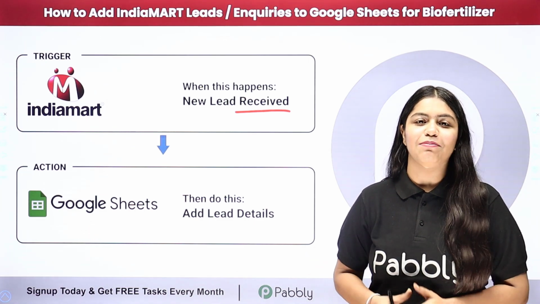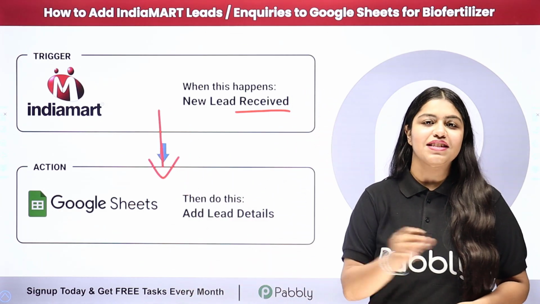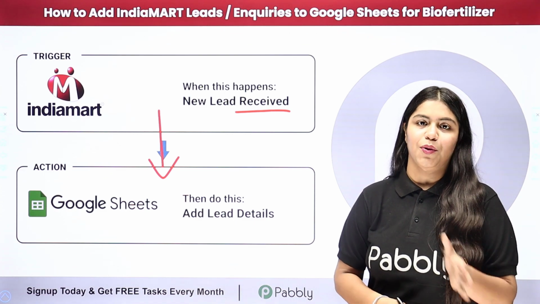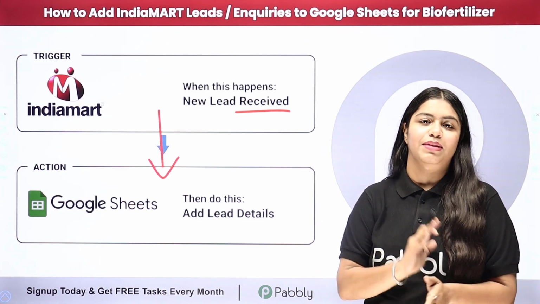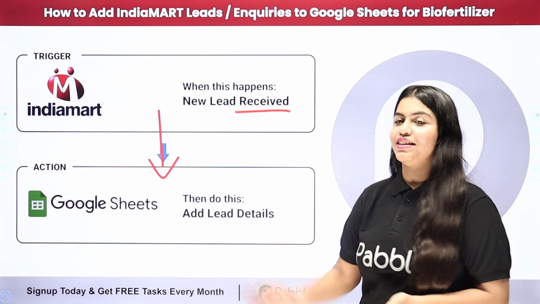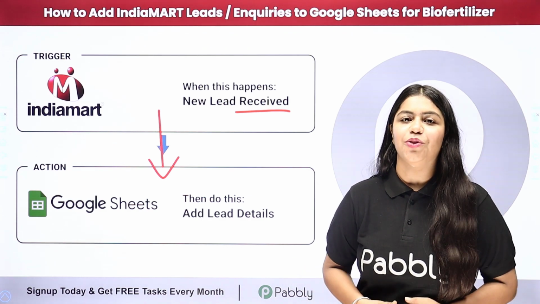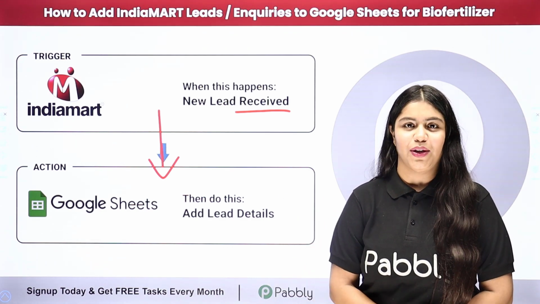So to do this, we are simply going to create a connection between IndiaMART and Google Sheets. So to create this connection without knowing any programming or coding language, we are going to use Pabbly Connect. It is an amazing automation software. So do you also want to create this automation for your business and convert your leads into your clients? Then for that you have to come with me towards my screen.